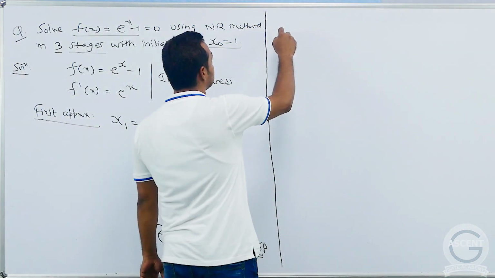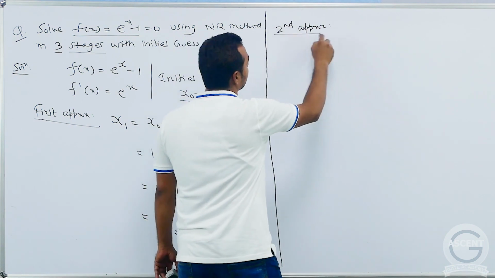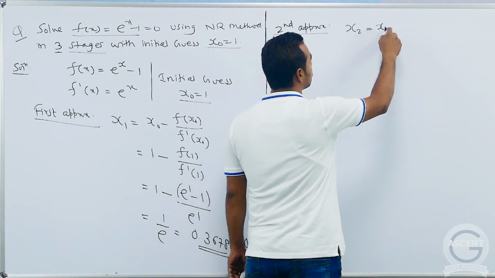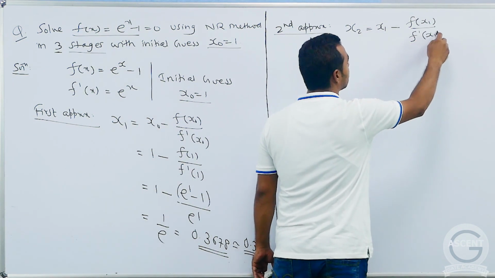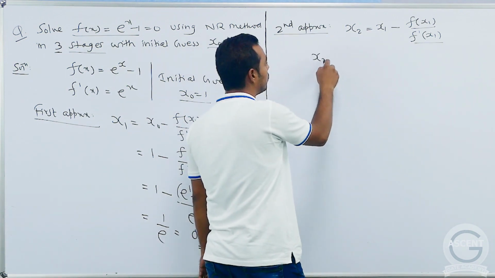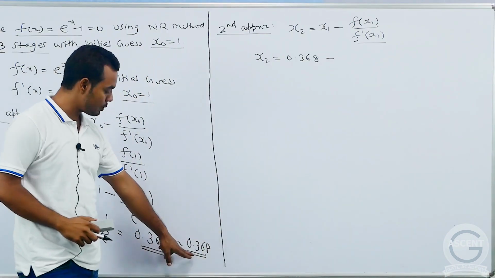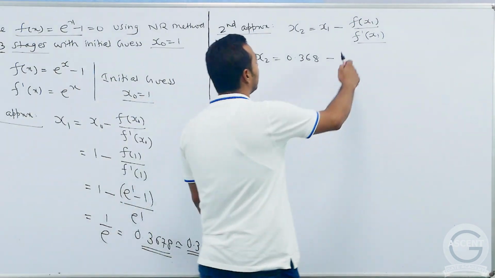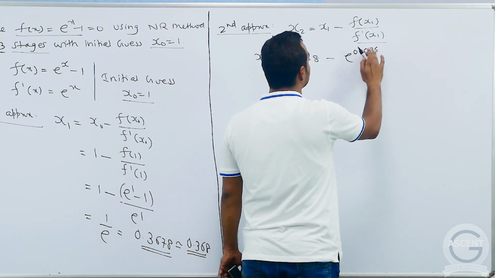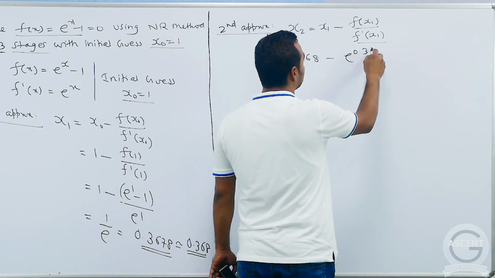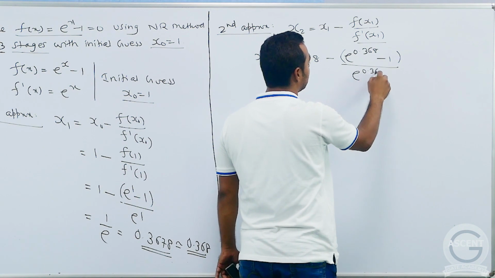Now we have to calculate the second approximation. For the second approximation, the formula will be x2 equals x1 minus f(x1) divided by f'(x1). So now our x2 will be, in place of x1 we have 0.368, minus f(x1). So f(x1) will be e^0.368 minus 1, and this divided by e^0.368.